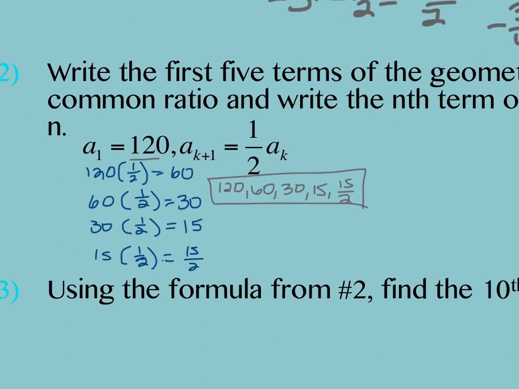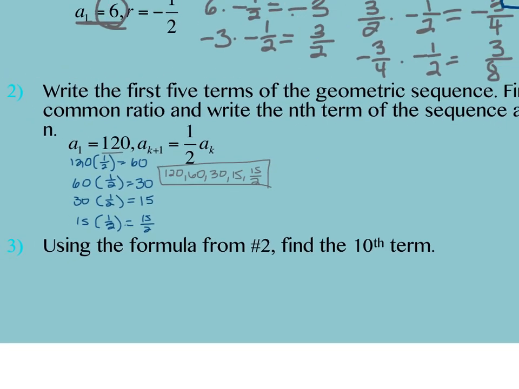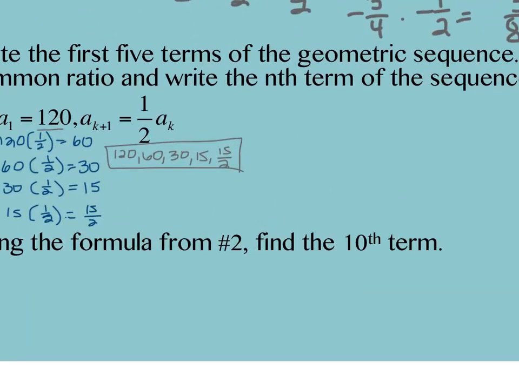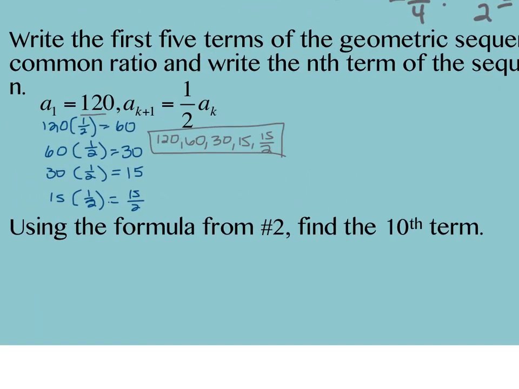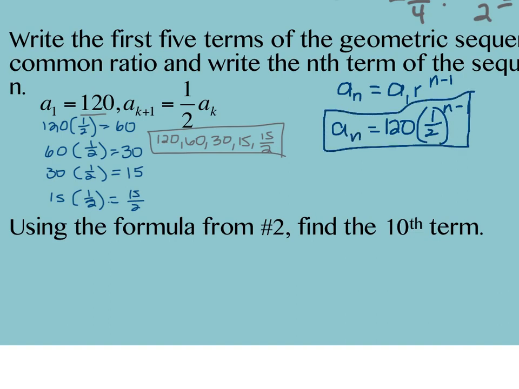That's the first part. Then it says to write the nth term of the sequence as a function of n. So this time I'm looking for my equation. Remember that when you're dealing with geometric, a sub n would be a sub 1 times r to the n minus 1. So a sub 1 is 120. The ratio is 1/2. And I'd raise that to the n minus 1. That's your equation for the nth term as a function of n.